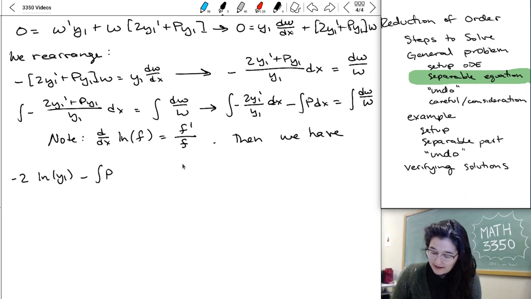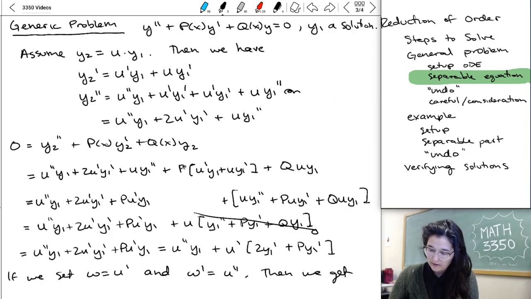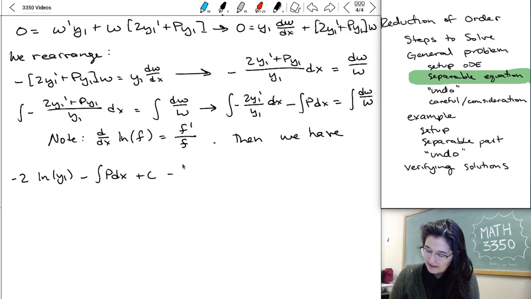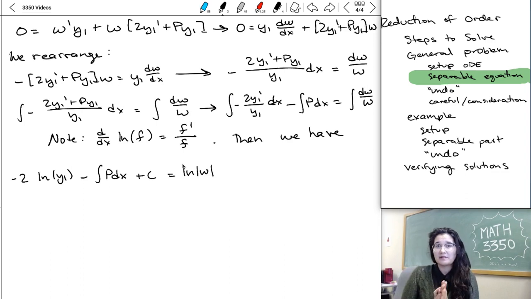Since I don't know p, I wouldn't know how to integrate it right now. But a constant would come out of my integrals, and then all that is equal to, on the right side, natural log w, which we're quite happy taking that integral after doing separable equations for so long. I'm going to pause here. The second half of the equation is going to be kind of solving for w and then undoing everything we did to get back to the original solution we wanted.